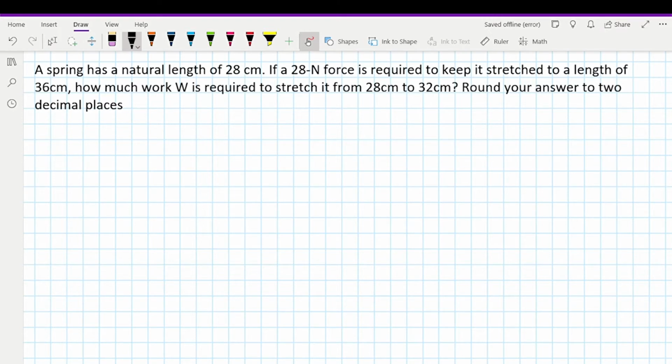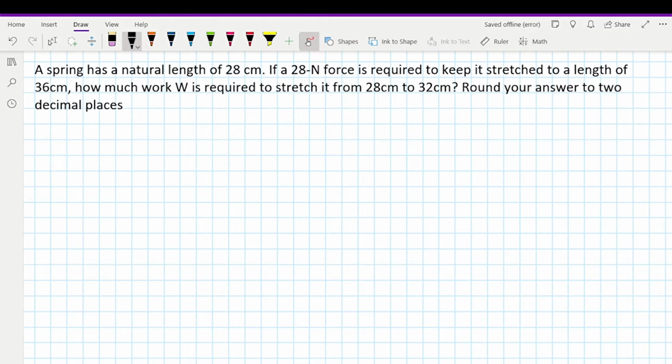For our next question, it says, a spring has a natural length of 28 centimeters. If a 28 Newton force is required to keep it stretched to a length of 36 centimeters, how much work, W, is required to stretch it from 28 centimeters to 32 centimeters? Round your answer to 2 decimal places.